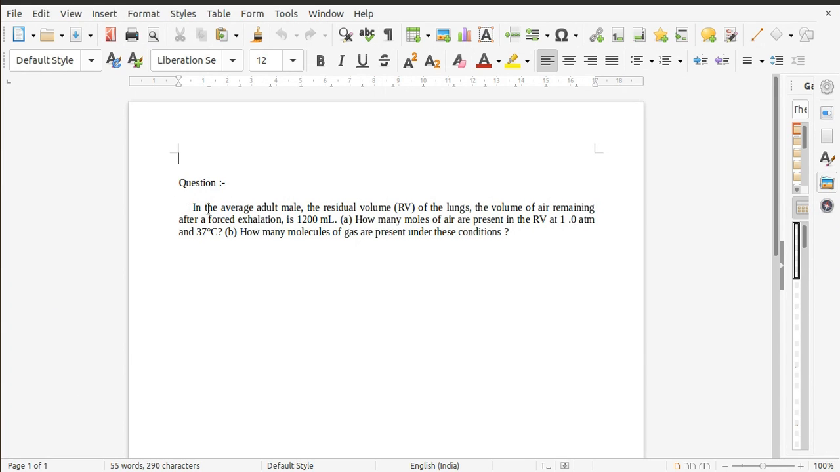In the average adult male, the residual volume of lungs, the volume of air remaining after forced exhalation, is 1200 milliliter. Part A: how many moles of air are present in the residual volume at 1 atmosphere and 37 degrees Celsius? Part B: how many molecules of gas are present under this condition?